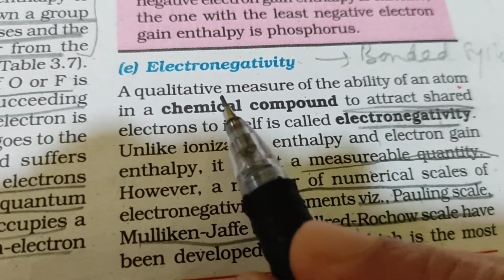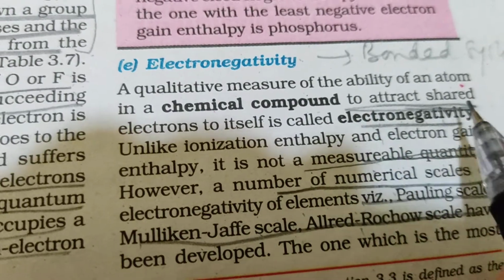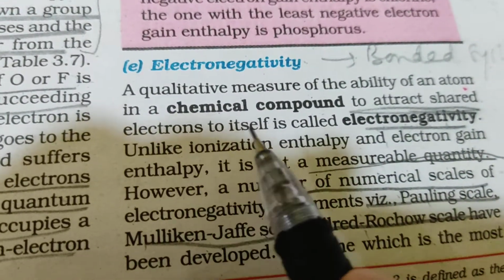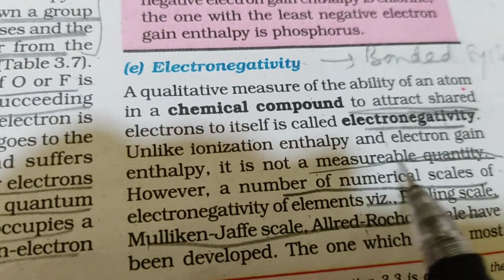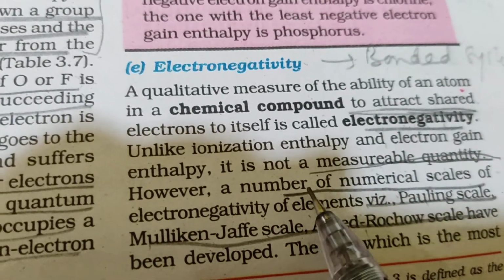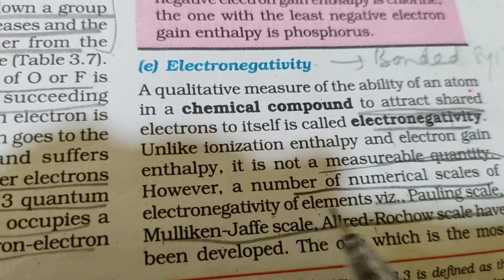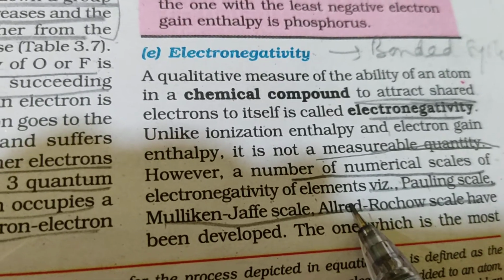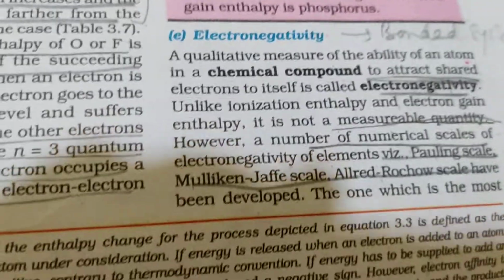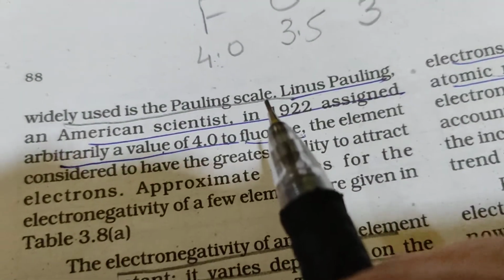Electronegativity. It is the ability of an atom in a chemical compound to attract the shared pair of electrons towards itself. It is not a measurable quantity, and there are a number of numerical scales of electronegativity of elements. For example, Pauling scale, Mulliken-Jaffe scale, Alfred-Rochow scale. But the most followed scale is the Pauling scale.